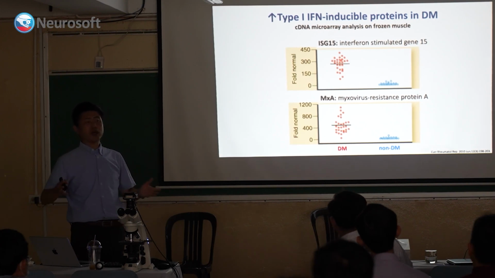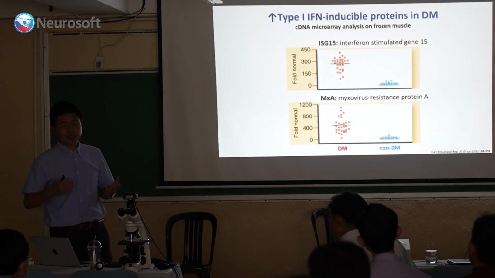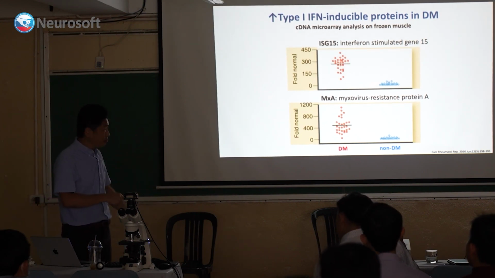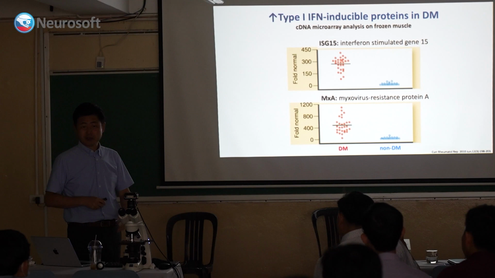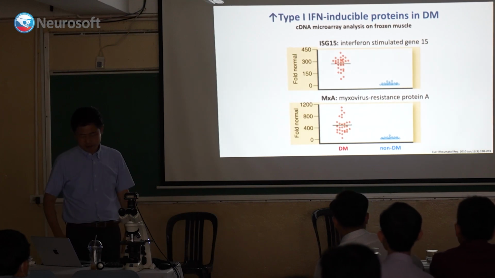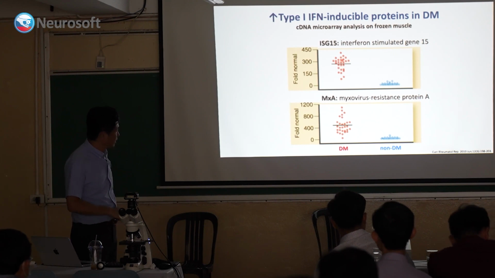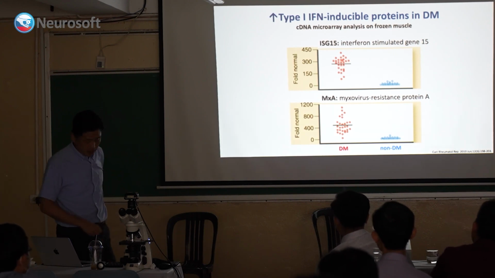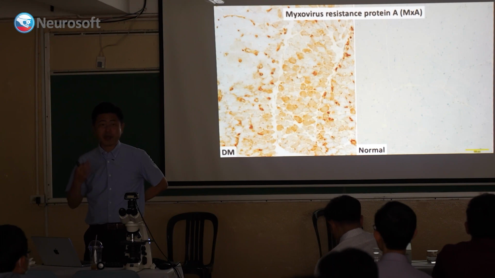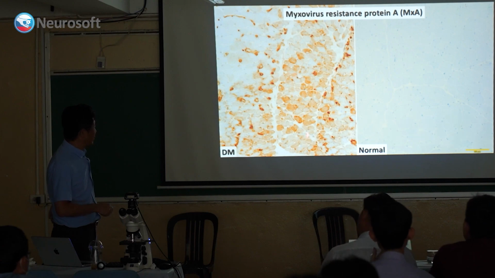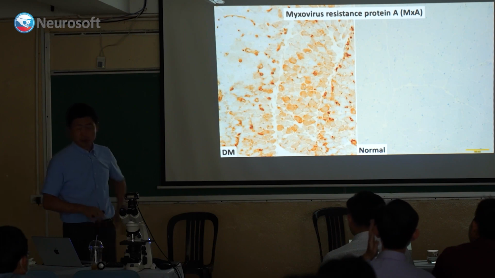So based on this, now an increasing number of people think that dermatomyositis may be caused by type 1 interferon. And this MxA expression can be evaluated by immunohistochemistry. So if we do immunohistochemistry, in dermatomyositis you see many muscle fibers express MxA, but in normal muscle, never.